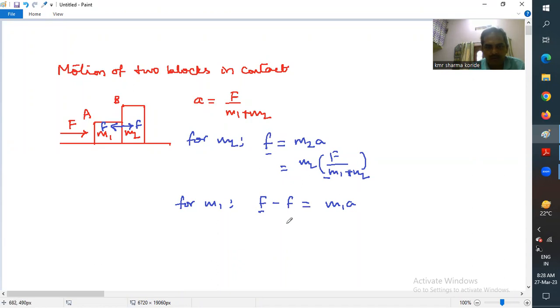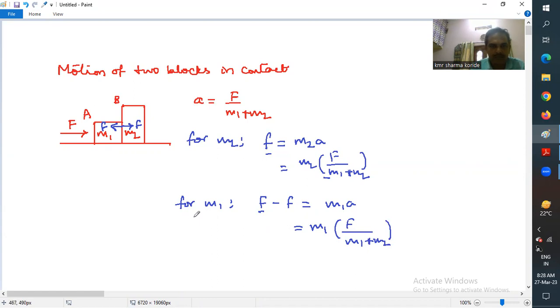So it looks like a formula. Then you can apply the same formula if numbers are given in place of m1, m2, contact force or capital F. So common acceleration is F by m1 plus m2.